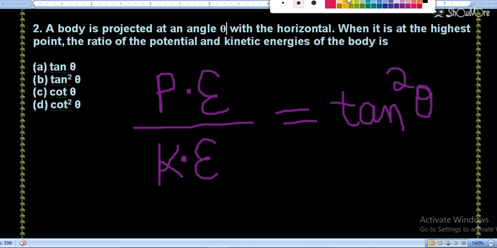So this is question number 2, and the right answer for question number 2 will be option B, that is tan square theta. For question number 2, my right answer will be tan square theta, where I have to find the ratio of potential energy to the kinetic energy. I hope it is clear.